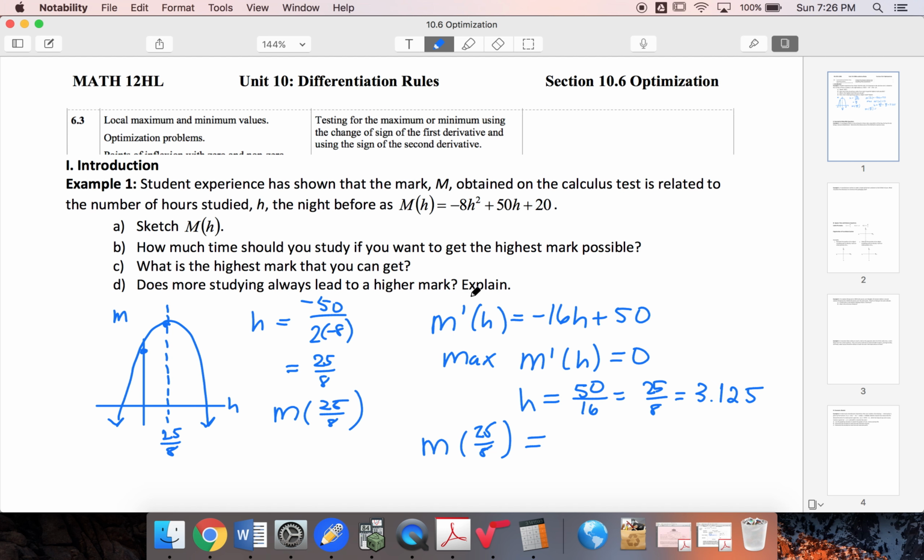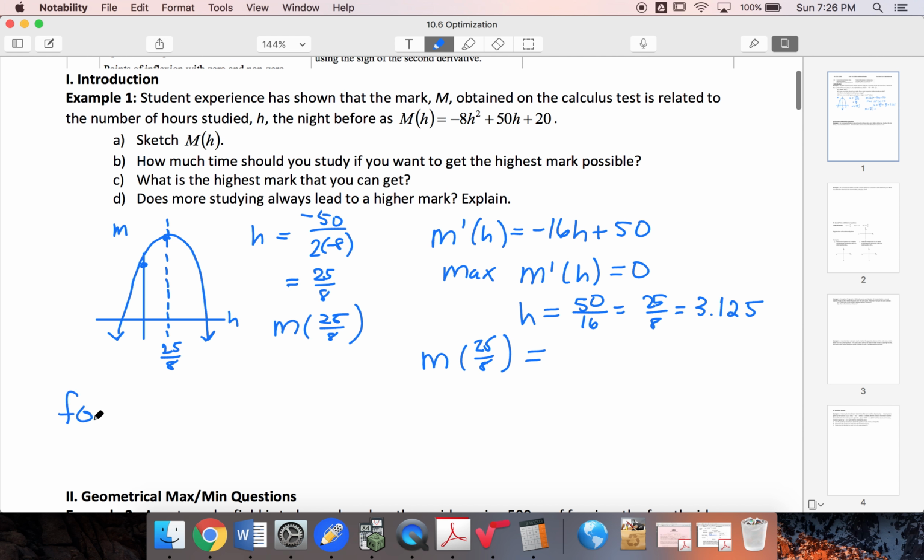Does more studying always lead to a higher mark? Well, we can see that this function goes from increasing to decreasing. I could talk about that in terms of the derivative: for h between 0 and 3.125, obviously we're not going to study for less than 0 hours, the derivative of m of h is positive. So in this case, for this set of hours, studying more makes sense.